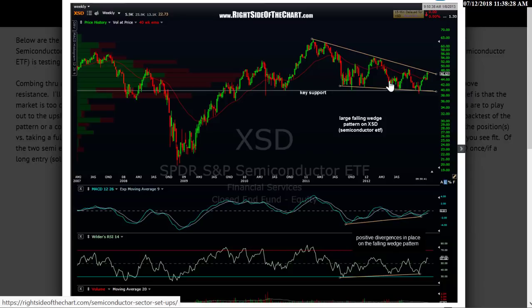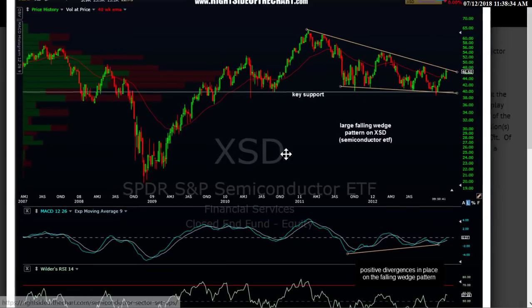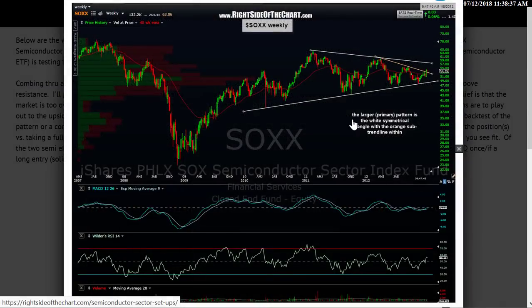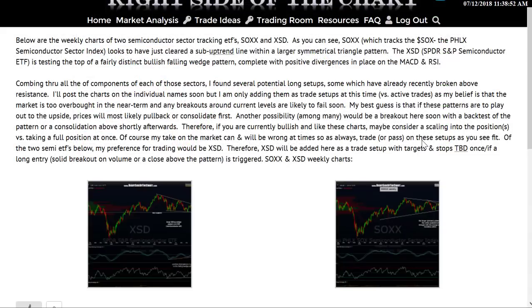And so this was XSD, and I identified this large falling wedge pattern. That's a bullish falling wedge, positive divergences in place, everything you want to see. And as well as on SOX, we had this large symmetrical triangle pattern with this minor downtrend line to signal the first buy signal. And then, of course, if we broke to the upside of this triangle, which was my favorite thing. Now, again, had I just put everything in the semis and let it ride, great, but we would have almost certainly been out, and maybe I was back at that corrective phase.